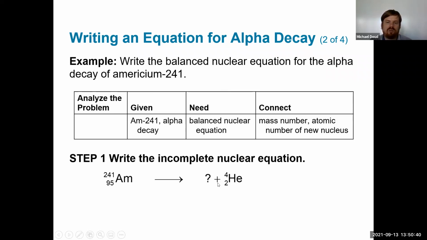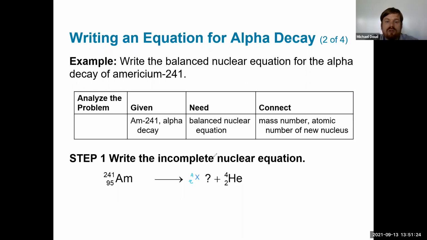Now, what's on the products? We know it's alpha decay, so that means we're producing a helium nucleus, helium-4, so mass number 4, and atomic number 2. Then what are we going to do for this part here? We don't know what element it is, so we're going to call it element X, and we need the mass number A and the atomic number Z. How can we solve for A and Z? Go ahead, give it some thought, and then I'm going to show you how to do it in a second.